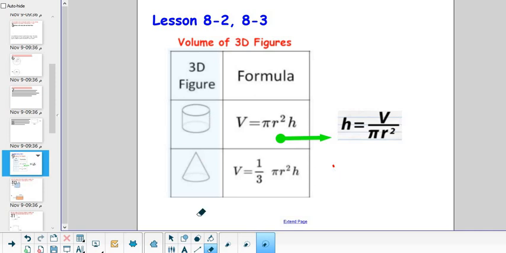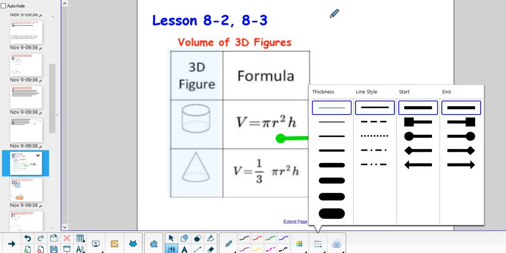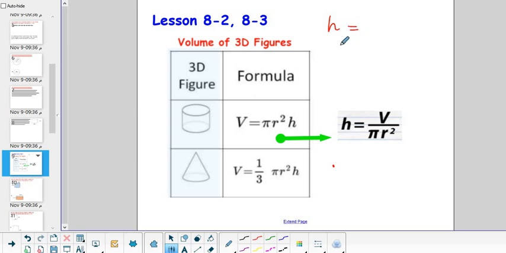Bismillahirrahmanirrahim. I received a message from one of the students asking how we can find the height of the cylinder. So look at this here. Either you can memorize the formula directly. The formula is height equals volume divided by pi r squared.